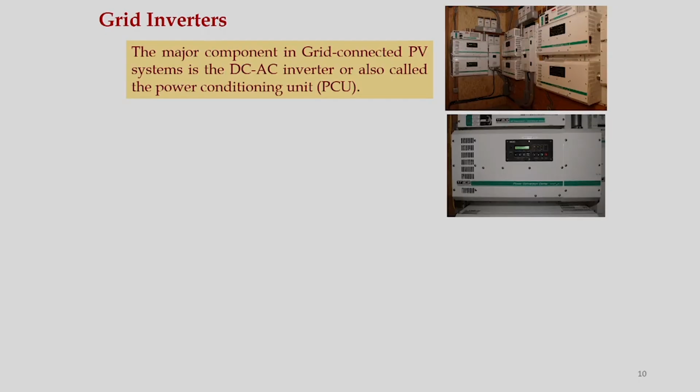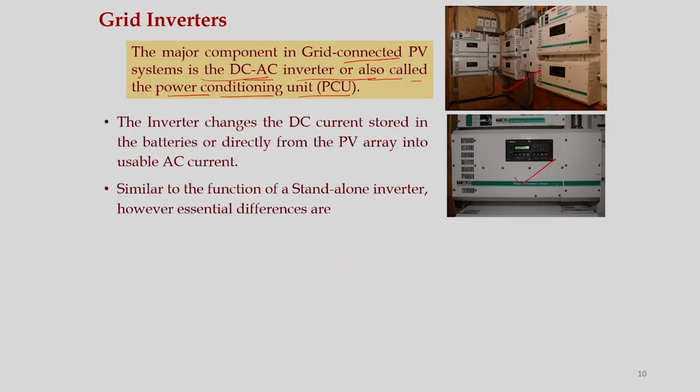Now, come to the inverter, which is one of the key components for the functioning of a grid connected PV system. The major component in a grid connected PV system is the DC-AC inverter, also known as the power conditioning unit or PCU. It looks something like this. These are photographs of the PCU. Already we know the function of an inverter: it converts direct current to alternating current.